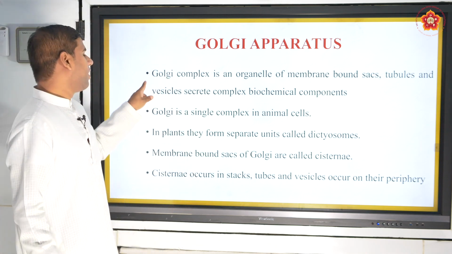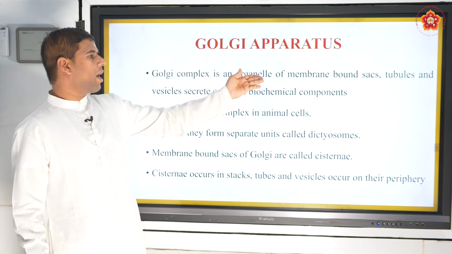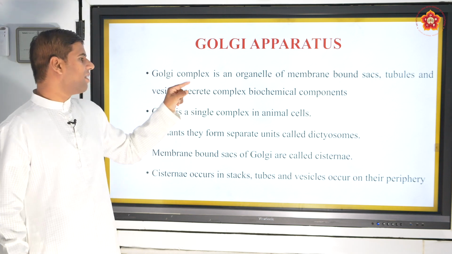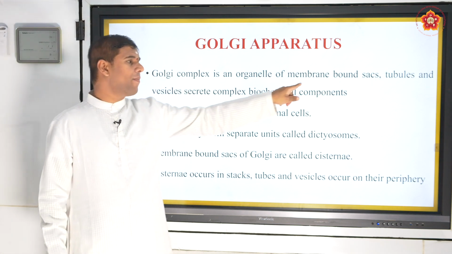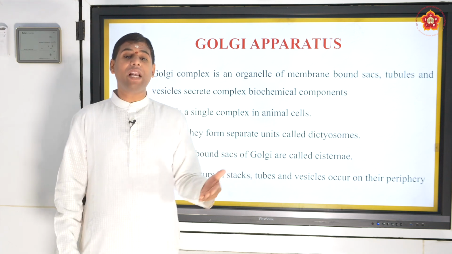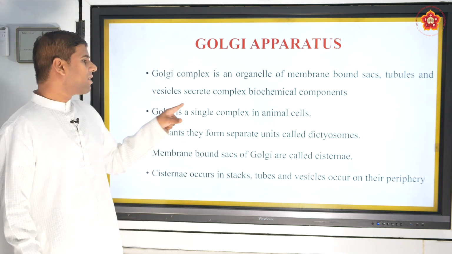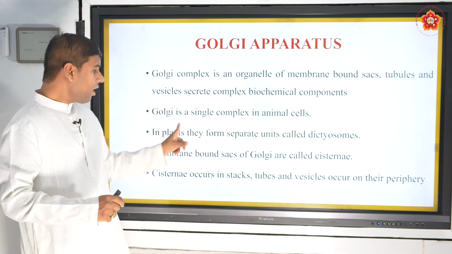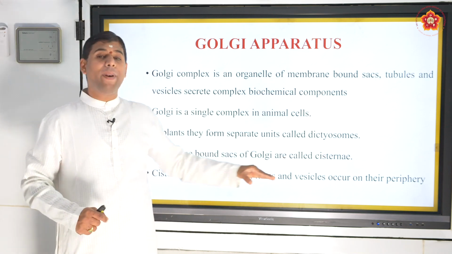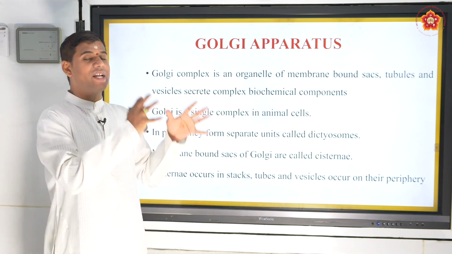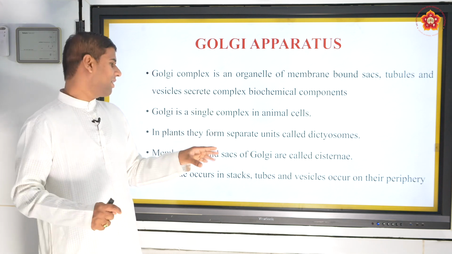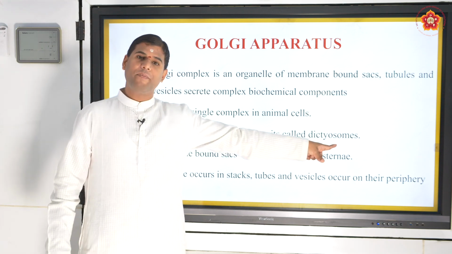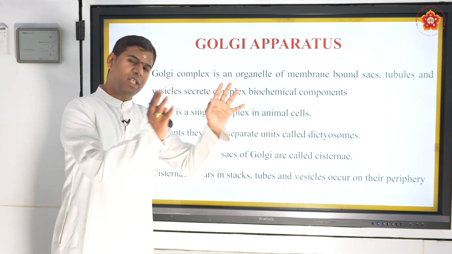Alright. So here, the Golgi complex is a membrane-bound organelle, it bounds sacs, tubules and vesicles. Now what does it do? It secretes biochemical components. So different biochemical components are secreted by it, and it is a single complex in animal cells. Unlike the others, they are different ones. Here it is a full single complex because it contains other things. What is a complex? Which contains other things. So here it's a single complex, and then in plants they form separate units called dictyosomes. In plants only. So there are separate units there.